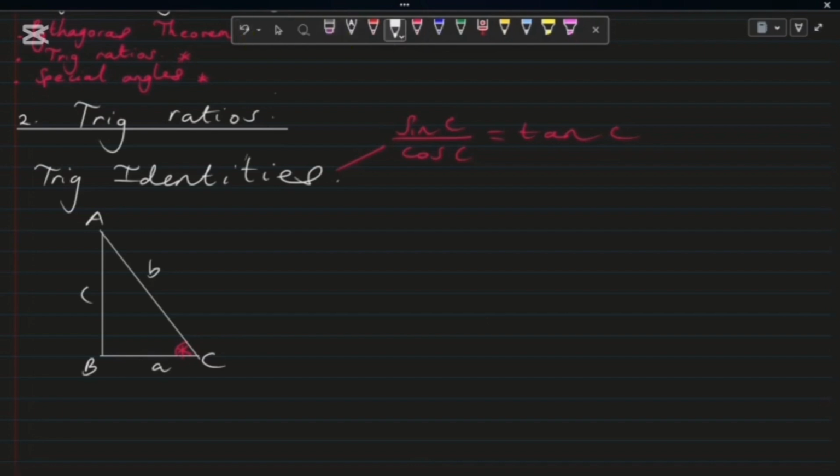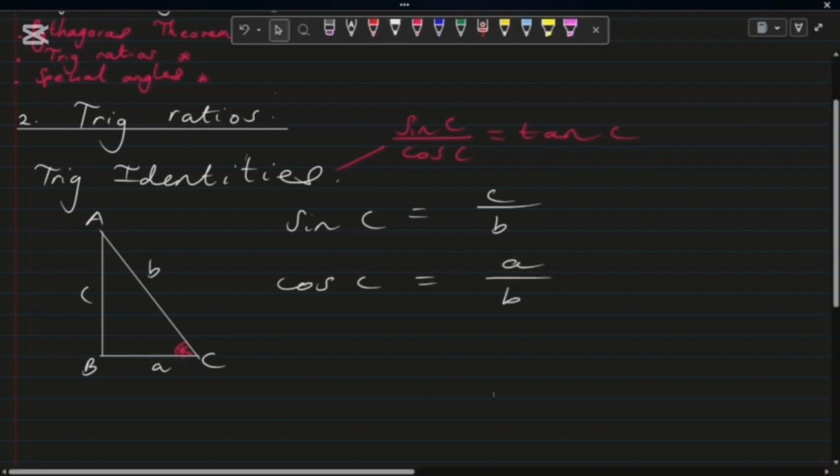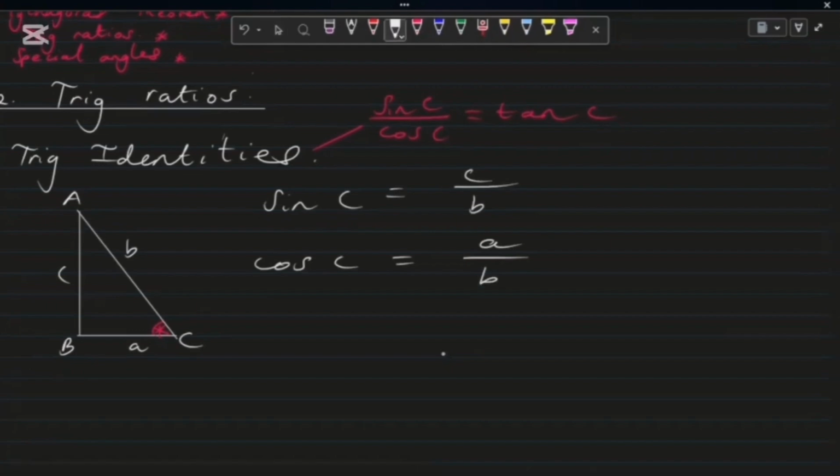Okay, so we know that sine of angle C is what? Opposite over hypotenuse, so it's C over B. And then cos of angle C is what? It is adjacent over the hypotenuse, which is A over B.